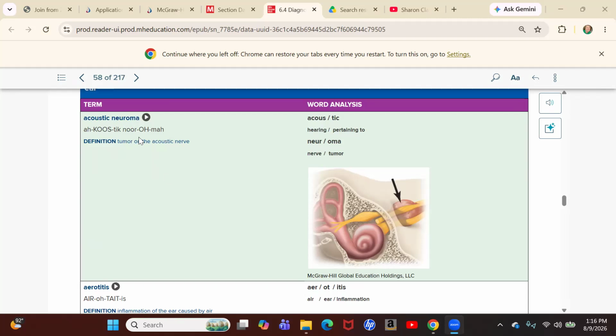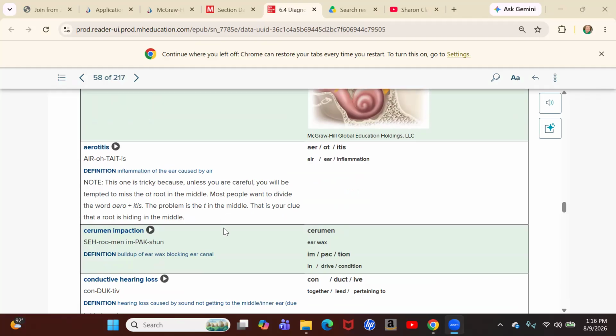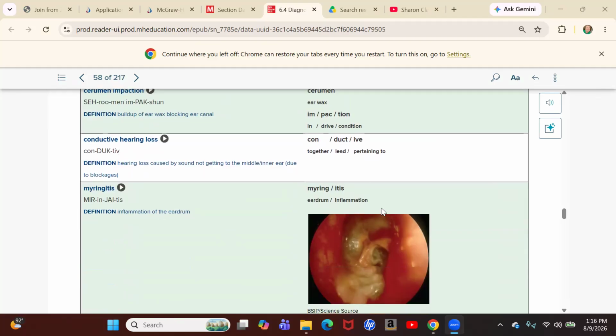Acoustic neuroma here. This is a tumor. Remember that suffix oma can mean swelling or tumor. And in this case, it means a tumor of the auditory nerve here. Cerumen impaction we talked about. Conductive hearing loss. This is due to sound not getting to the inner ear. So it could be some type of blockage.